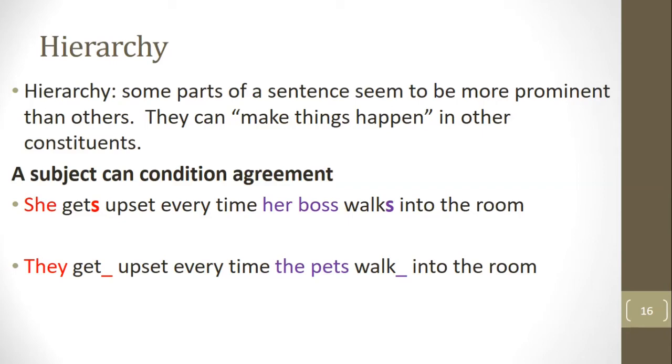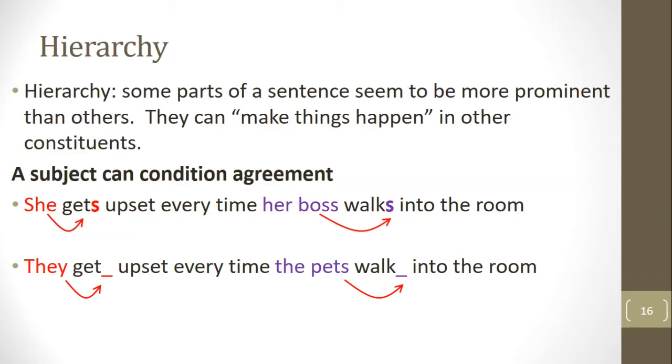We know this is the case because if we were to change these noun phrases to plural, we'll see that the verb form changes. So get remains get when we have a plural pronoun like they, and walk remains walk without the S when we have a plural noun phrase, the pets. What this suggests is that the nature of the subject noun phrase conditions agreement. Agreement typically relates to person, number, and in some languages, the grammatical gender.